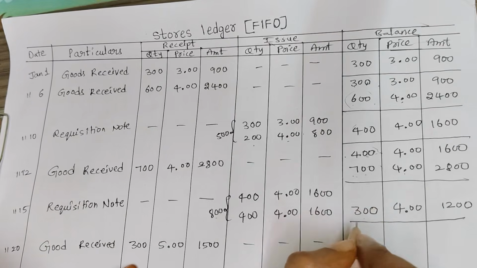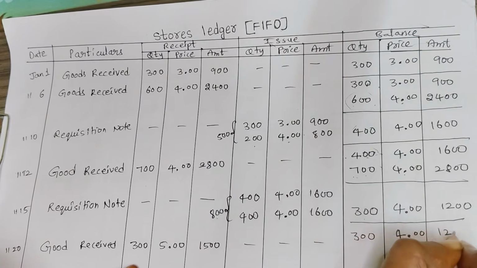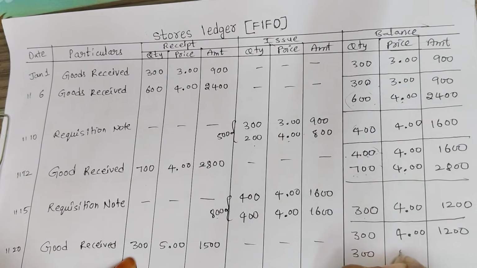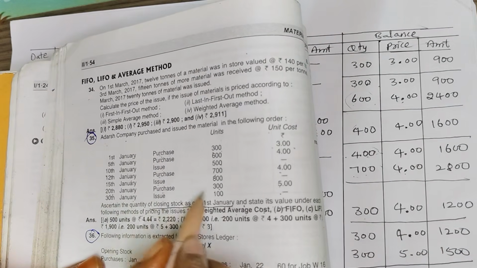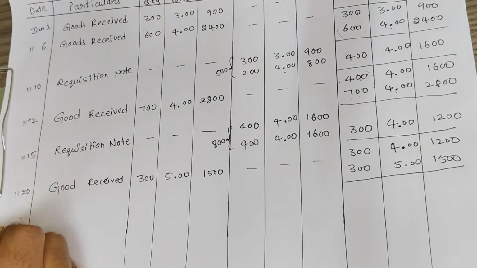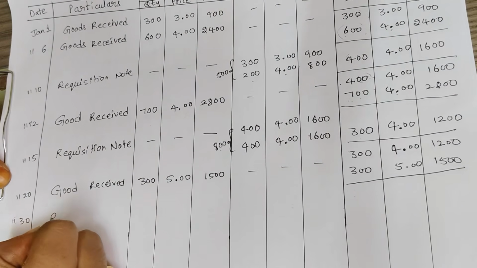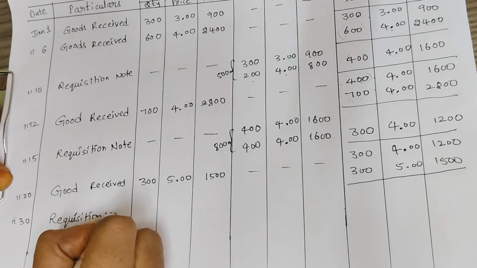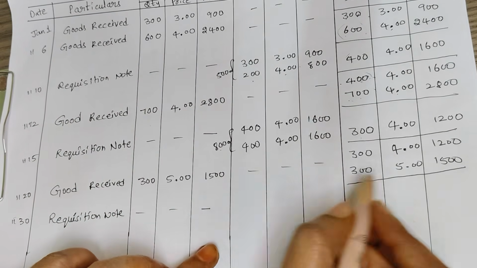Available stock you need to show first. 300 at the rate of 4 rupees, 1200, and new purchase you need to show next. 300 at the rate of 5 per unit, 1500. So close this. And next, 30th Jan, issue 100 units. 30 issue is there. So when you are having issue, what we should write? Requisition note. How many units we need to issue? 100 units.